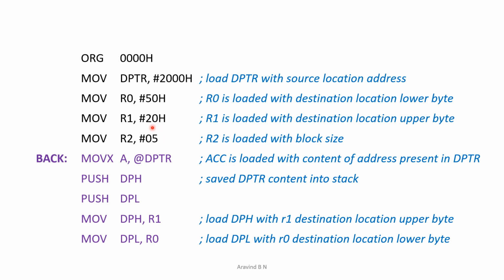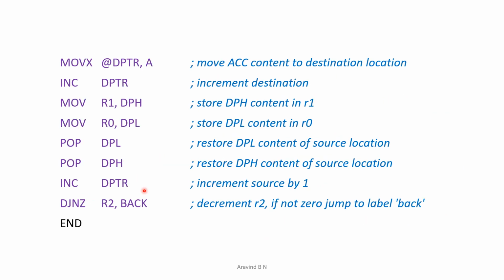R1 in the sense DPH will be loaded with the value 20. Then MOV DPL, R0. R0 consists of 50. If you make a combination of DPH and DPL in the form of DPTR, then we are going to have the value 2050H, which will be indicating the location of the destination. Now MOVX @DPTR, A. So A was having the value from the source location. Now we are moving that value to the destination memory location.